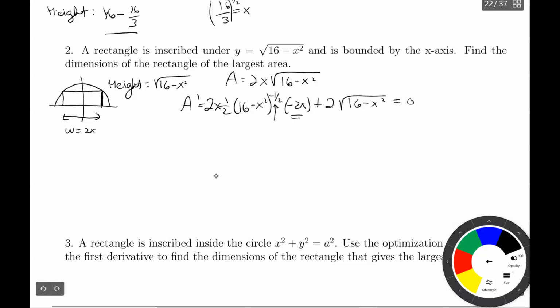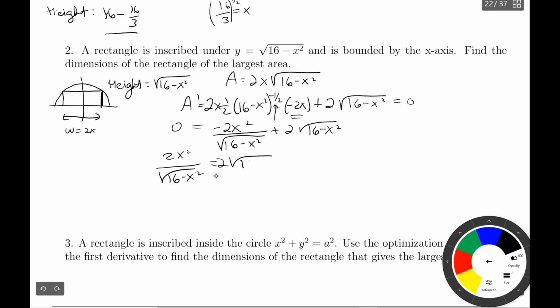Alright, so I'm going to be setting that equal to 0. I'm going to fix this first term here. So I'm going to put this negative exponent in the denominator. And these 2's will cancel, so I'll get a negative 2x squared from these 2. And then this is still plus 2 root 16 minus x squared. Alright, so I guess I have the equal 0 over here. I'm going to move this term to the other side. And it's equal to this.